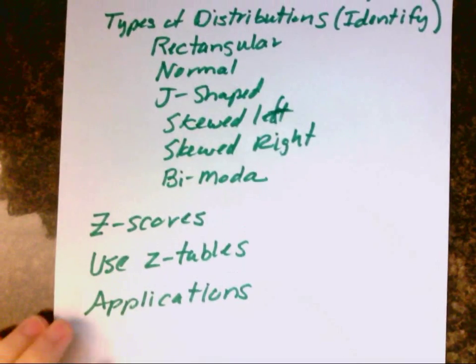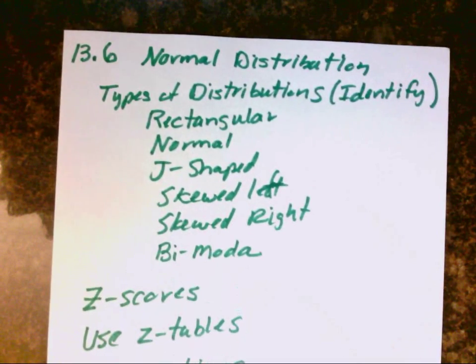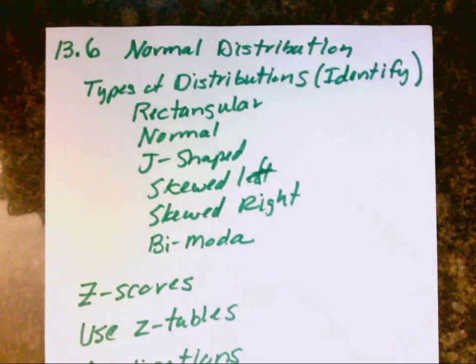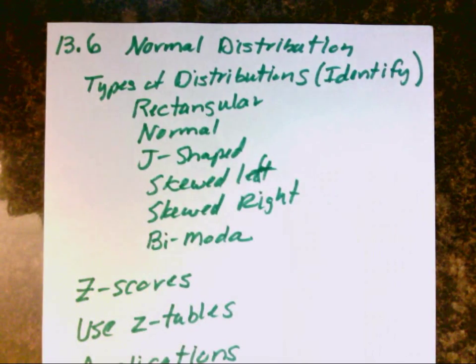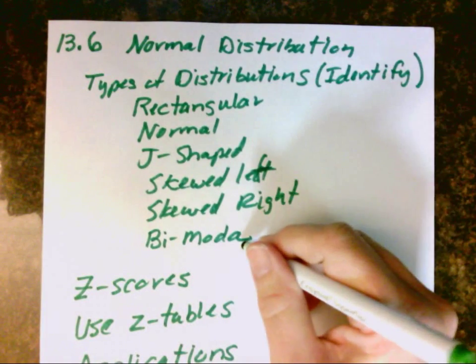Okay, and the final section that we covered, there are really not a lot of sections, 4 sections on this test. This is an opportunity to really do well. It's the normal distribution. First, we talked about different types of distributions, and they gave us situations, and we had to identify if that would be a rectangular distribution, normal, J-shape, skewed left, skewed right, or bimodal. Oops, it says bimodal. Should say bimodal.